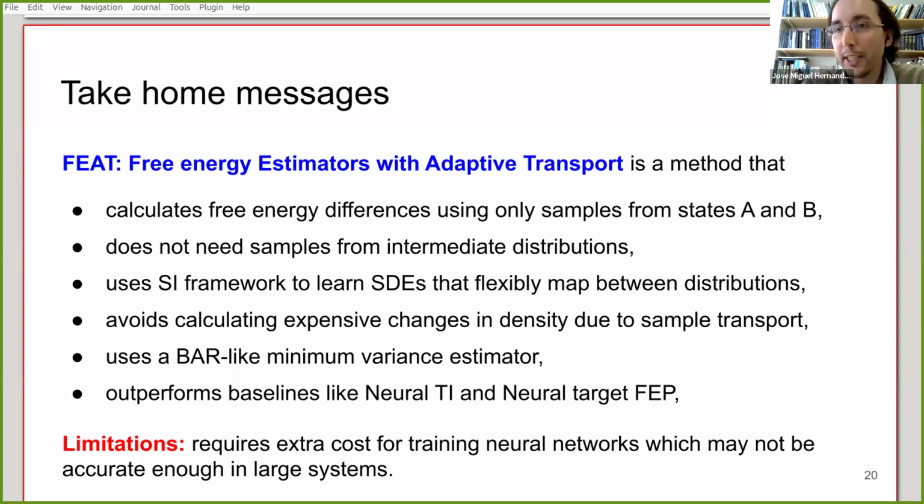Good. Any other question? Hi, thanks for the presentation. So I have one question. Is this method transferable, for example, across different molecule systems or even different thermodynamic states?